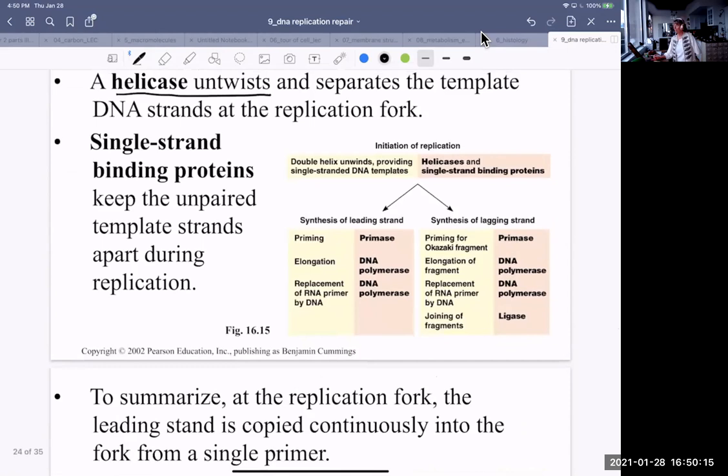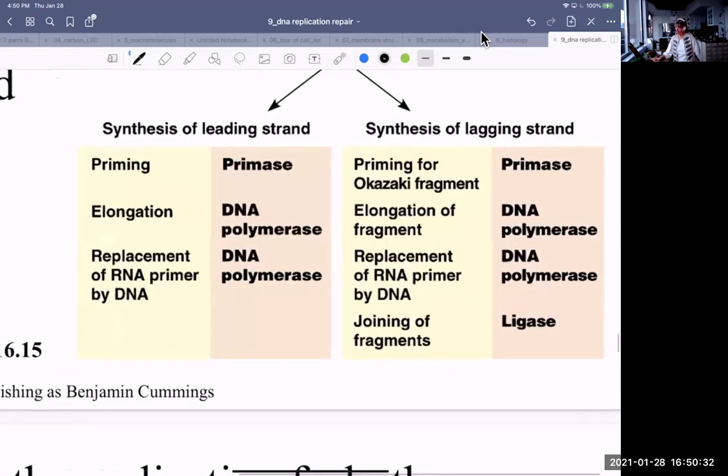So one thing that could happen is that you've separated the strands, but they start to reform, but you don't want them to reform before you've made your new strand. So there are some binding proteins that keep the unpaired strands apart while replication occurs.